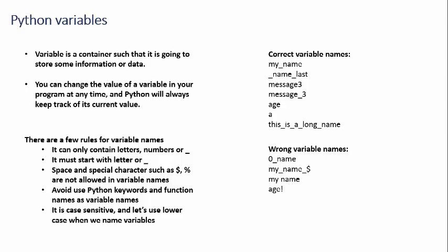So again, a variable is a container that stores some information or data, and you can always change the value of the variable in your program, and Python will always keep track of its current value. When you print the message, the variable can actually be programmed to contain different kinds of information at different stages, and when you call print, it is going to print out the current content.